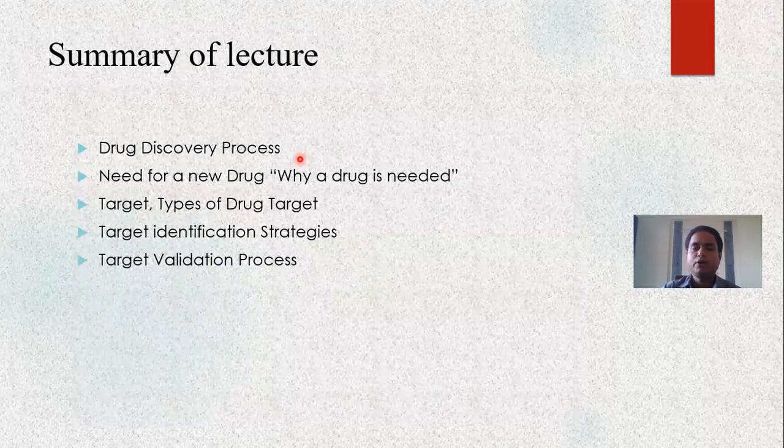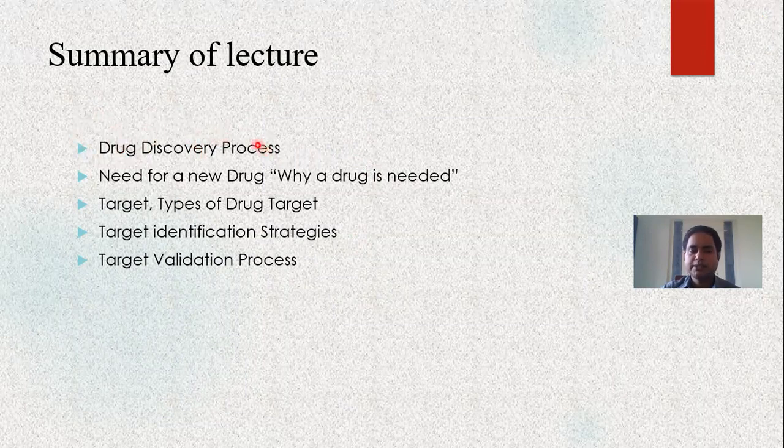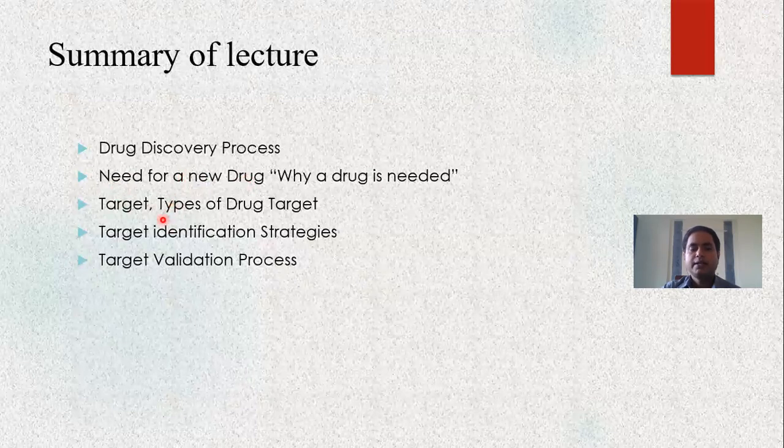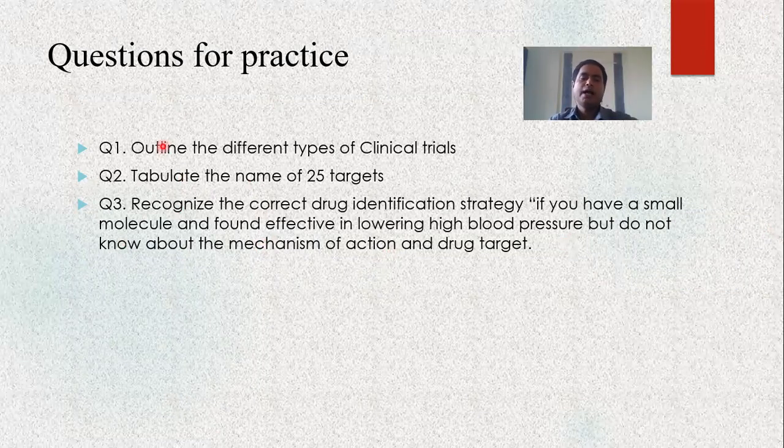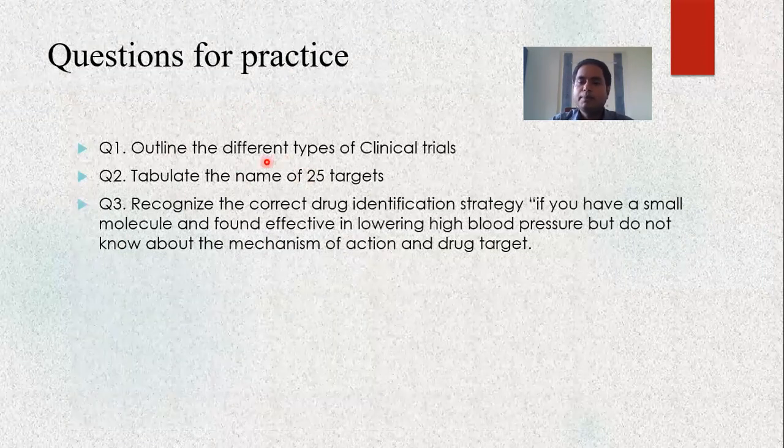So this is the summary of the lecture. In this lecture, we have seen the drug discovery process. We have analyzed the need for a new drug, the target, types of drug target, drug identification strategy, and target validation process. And in this last lecture, I am giving you some questions for your practice. You can search the answers to these questions using a literature survey, using research papers or review papers, or by the internet.